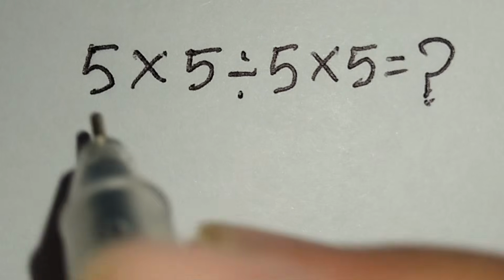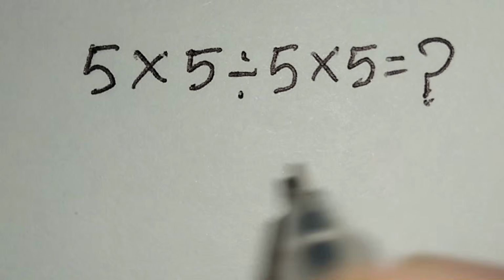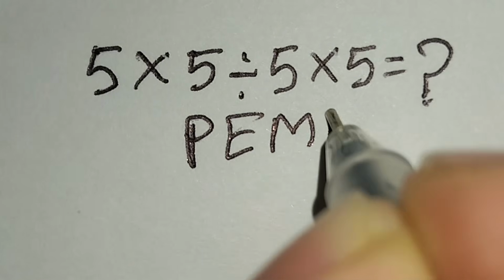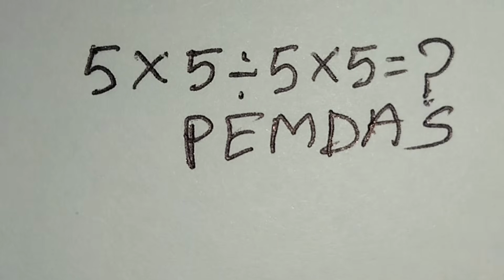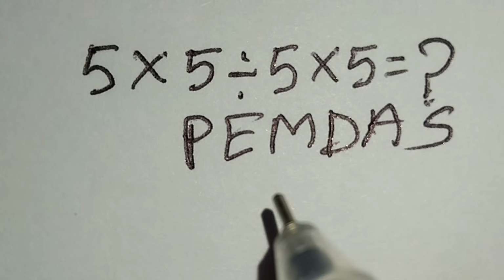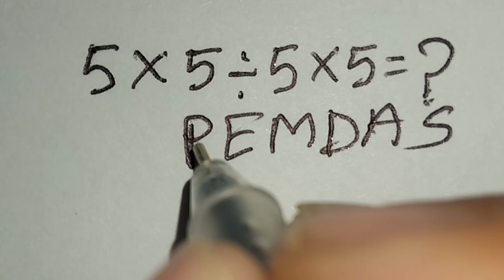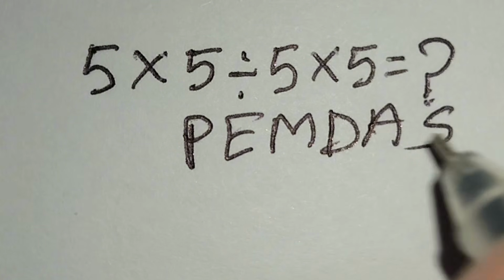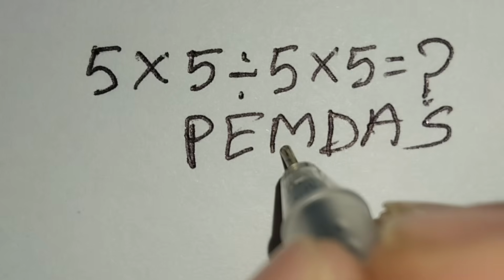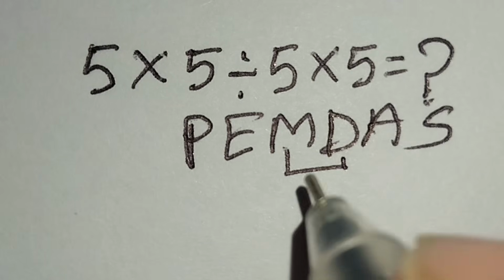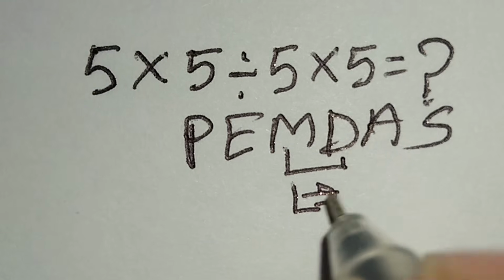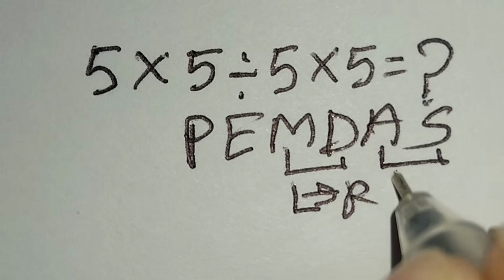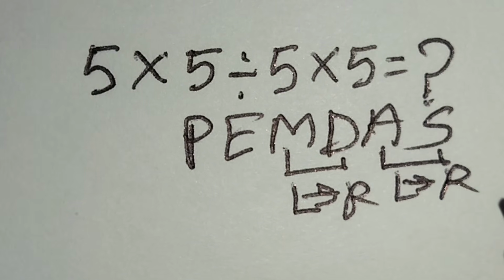Now I will apply PEMDAS rule to solve this math correctly. PEMDAS. According to PEMDAS rule, at first we have to work with parentheses, then exponent, then multiplication or division, then addition or subtraction. Remember, multiplication and division have same priority. For this we have to work left to right, and addition and subtraction have same priority. For this we have to work left to right also.